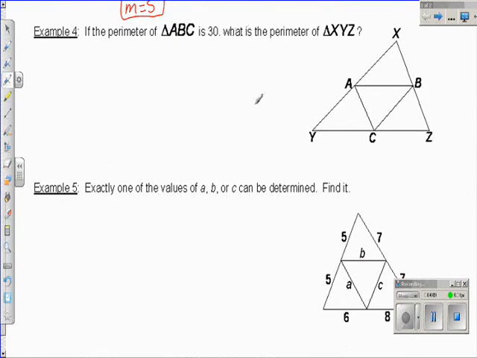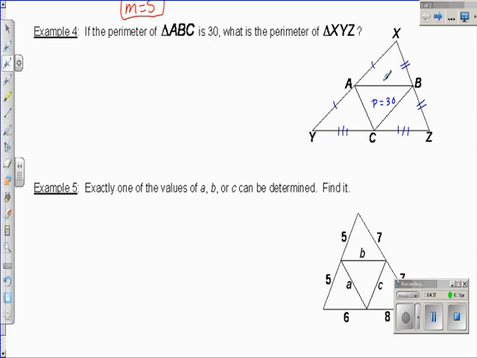Example 4 tells us that the perimeter of triangle ABC is 30. So if this perimeter is 30, what is the perimeter of triangle XYZ? Well, they did forget to tell you here: these are all midsegments. So go ahead, add this in. They didn't tell you this, but you know that these are going to be midsegments, okay?